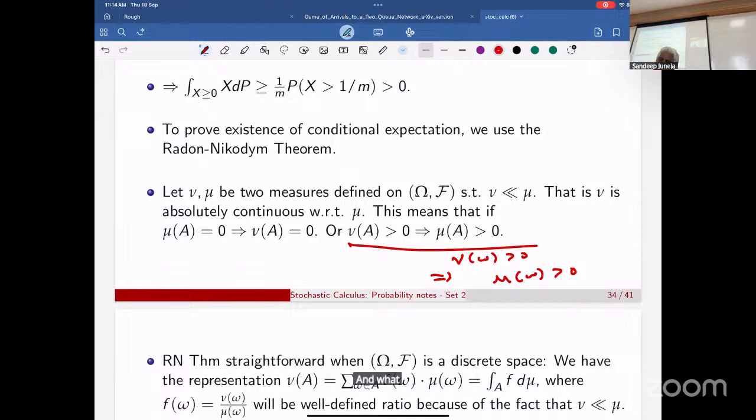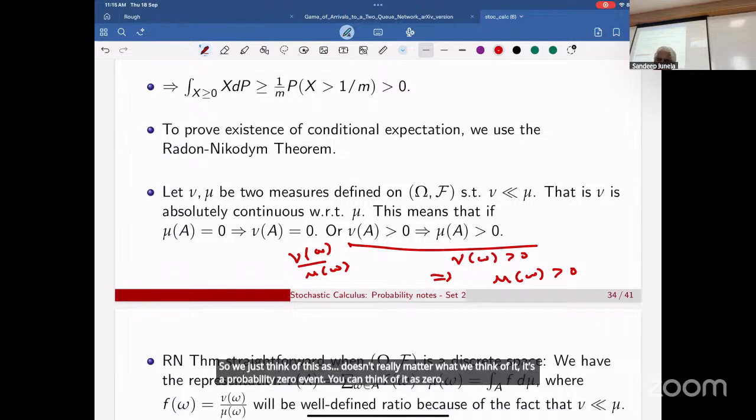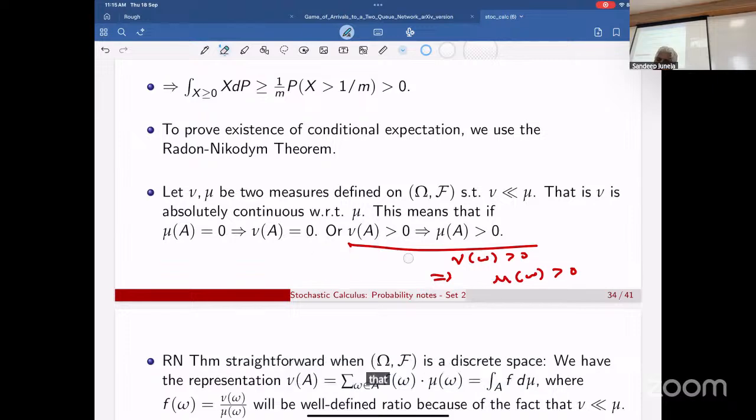And what that really means is that this ratio is well defined. When mu of omega is 0, nu of omega is also 0. It doesn't really matter what we think of it, it's a probability 0 event, so you can think of it as 0. And whenever nu of omega is positive, mu of omega is also positive, so we're not dividing by 0. We're dealing with positive quantities. That's what we are trying to capture in generality, that this ratio should be well defined.